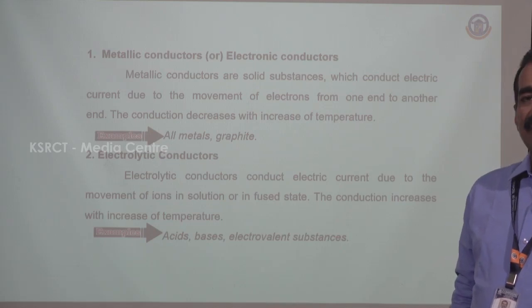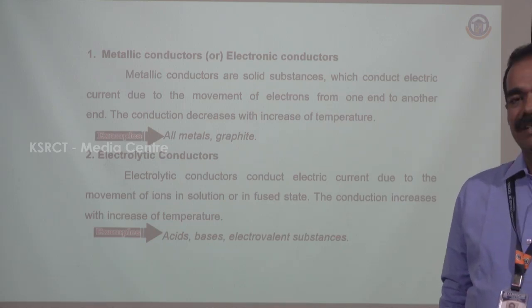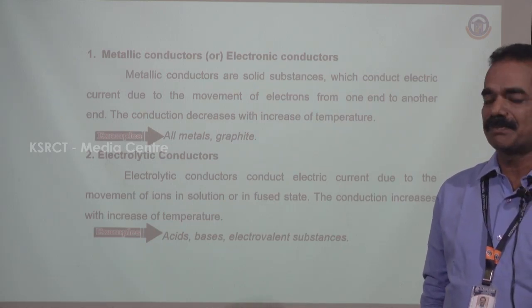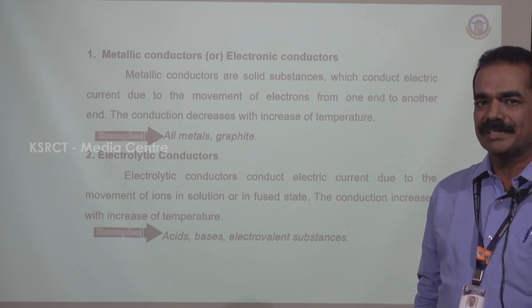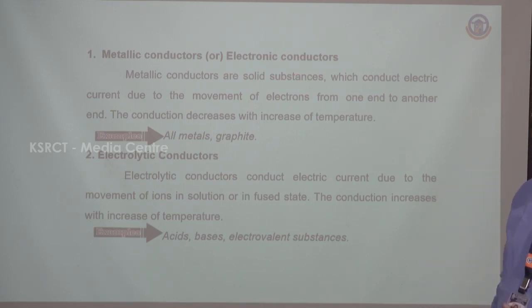The types of conductors. What are the types of conductors? There are two types of conductors. One is the metallic conductor and another one is the electrolytic conductor. What does metallic conductor mean? Metallic conductors are solid substances which are able to conduct by means of valence electrons. They are said to be metallic conductors. Examples: all sorts of metals and non-metals like graphite.